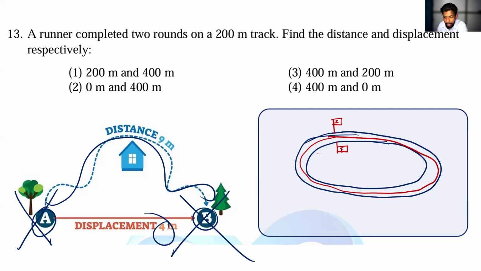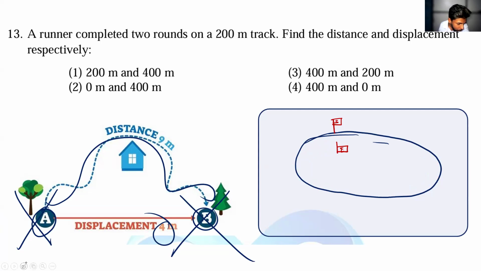So 200. Once again he runs 200. So 200 plus 200, what will the number be? It will be 400. So totally he has traveled 400 meters. The total length he traveled is 400. But I want to ask you one thing. What is the starting point? This is the starting point. And what is the ending point? That is the ending point.